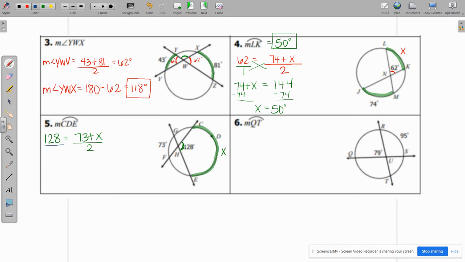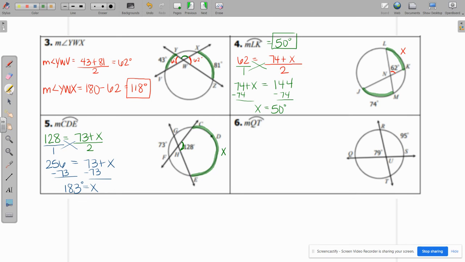Solve it like a proportion. So 128 times 2 is 256 for that cross product. It should equal the other cross product, which is 73 plus x times 1. So then to solve for x, we would take 73 away from both sides, and we would get that x is equivalent to 183.